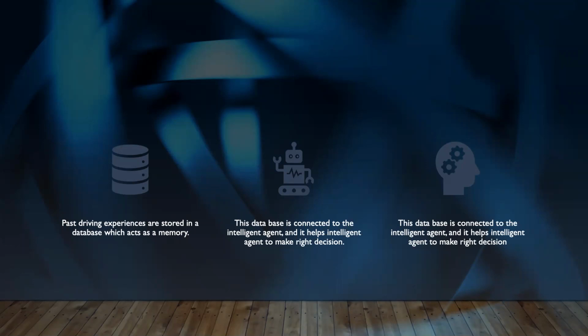cars, autonomous cars travel from one point to another place or point without a human driver who control the car. Past driving experiences are stored in a database which acts as a memory. This database is connected to the intelligent agent, and it helps intelligent agent to make right decision. For building systems that can drive automatically, a large amount of data from wide recognition systems with machine learning and neural networks is used. During operation, the central computer of the vehicle receives data by many sensors.